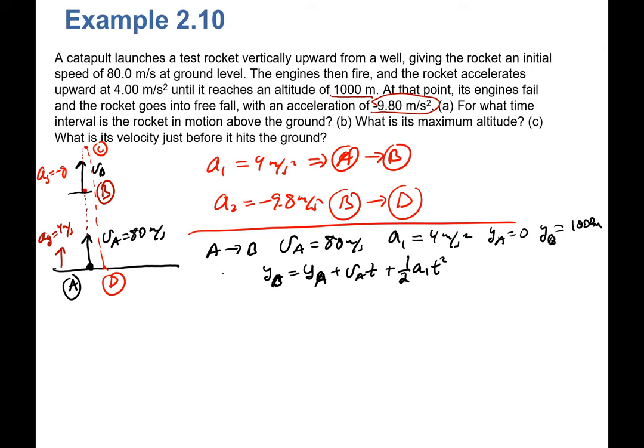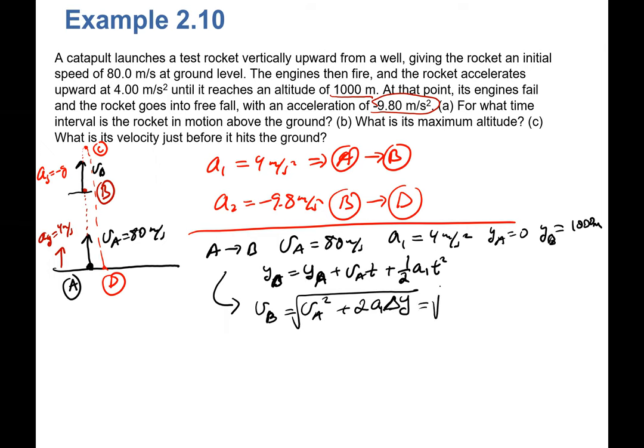If you don't want to use a quadratic equation, if you're scared of quadratic equations, here's what you can do. You can first find VB, how fast you're moving at point B. I can use equation 3 to do that. VB squared equals VA squared plus 2 times acceleration A1 times delta y. Delta y is from A to B. So if I take the square root, I can solve for VB.